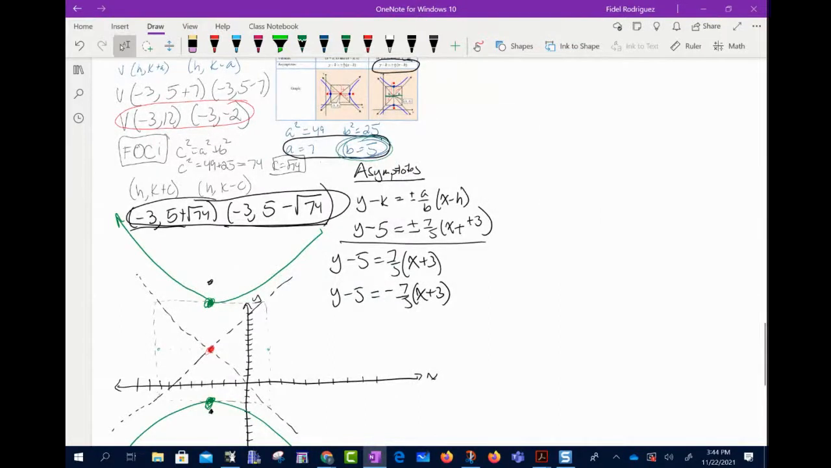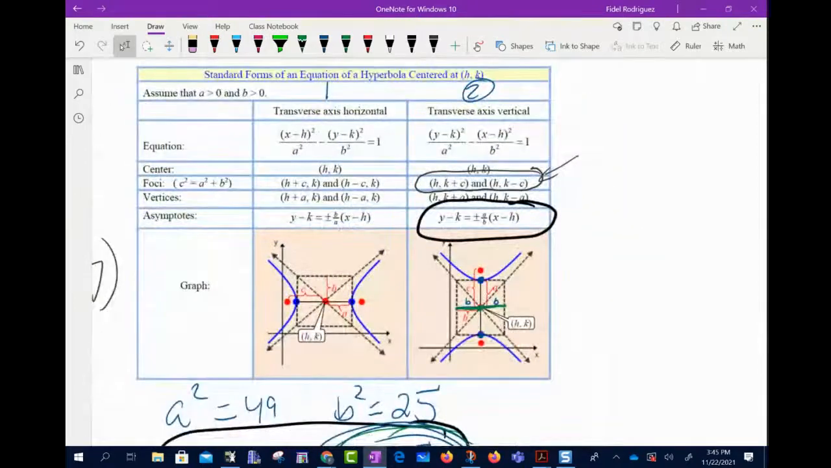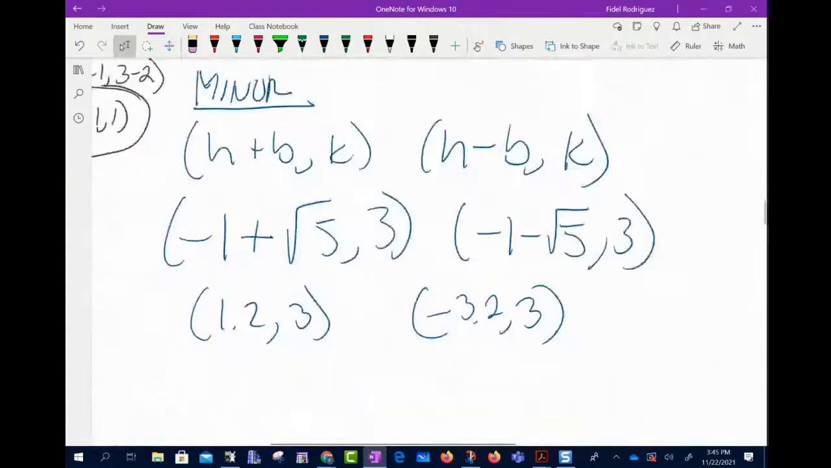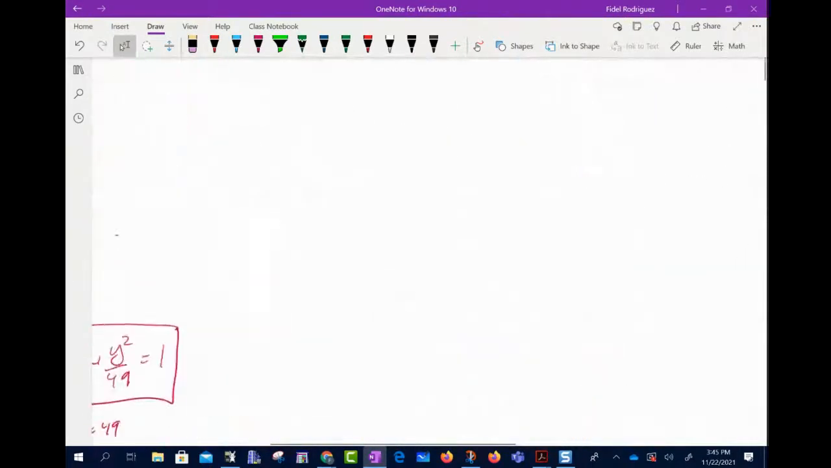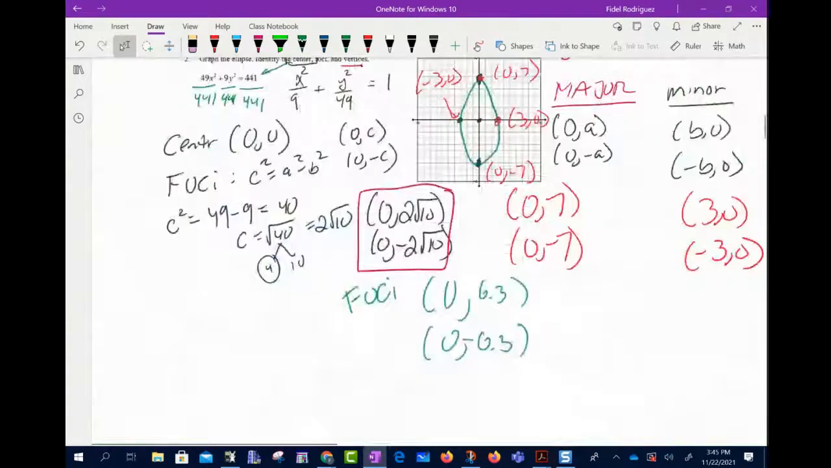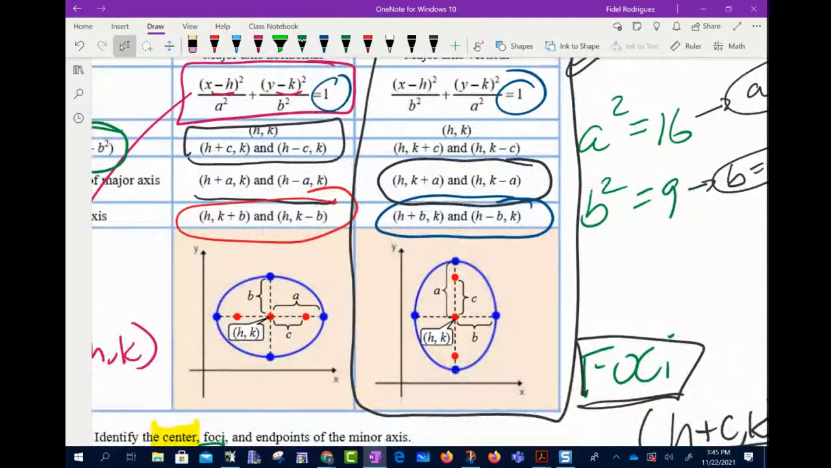So to me, what I'm really doing in 10.1 and 10.2 is referring back to either this here for 10.2 or the one for the ellipse in 10.1, right? Something like this for the ellipse in 10.1. I'm just referring back to those things, and I'm trying to see if I can find my center, my vertices, my foci, and then draw my graph.